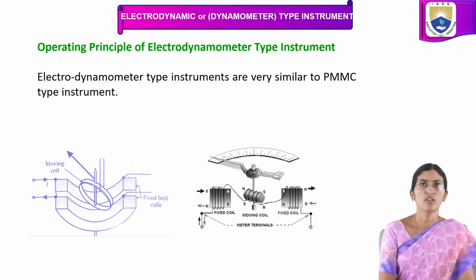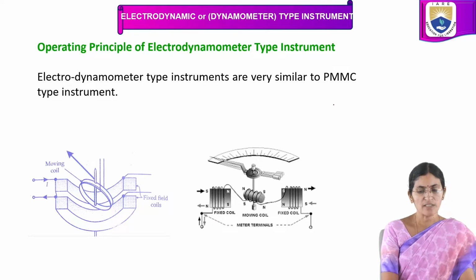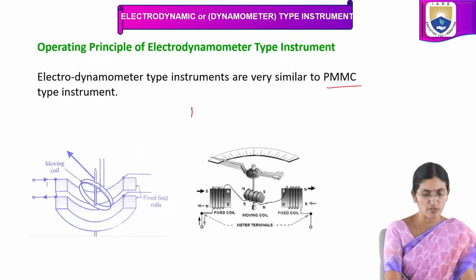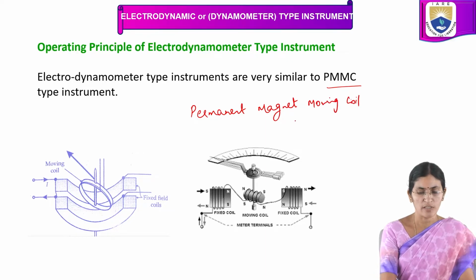Now let us see the operating principle of electrodynamometer type instrument. Coming to operating principle, you can see here, their operating principle is similar to PMMC instruments. We have seen what is PMMC instrument. These are permanent magnet moving coil instruments. So they have permanent magnets. We have seen the working principle also in the last lecture.